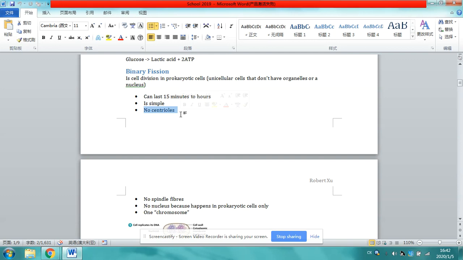By the way, centrioles are, remember in mitosis, that chromosomes are pulled apart by spindle fibers, and the spindle fibers come from a centriole on either end of the cell. So the spindle fibers pull away the chromosomes, so they can be daughter chromosomes in the daughter cells. That's how it works in mitosis, but since it's binary fission, since this is really simple, there's no need for these two. And there is no nucleus in this process because it happens to prokaryotic cells only.